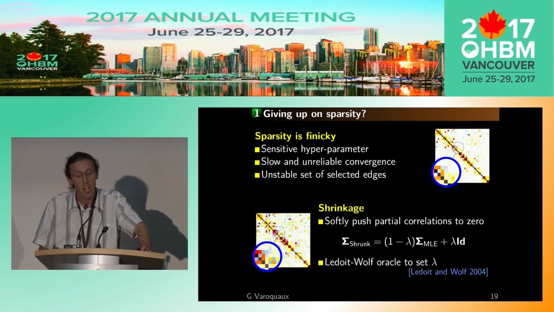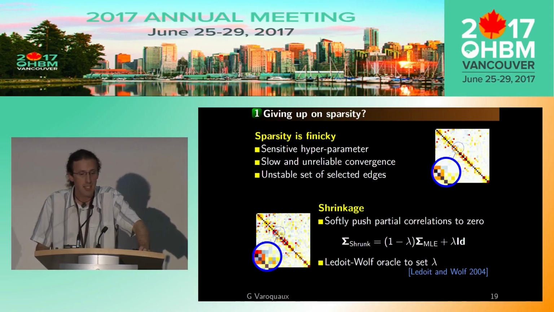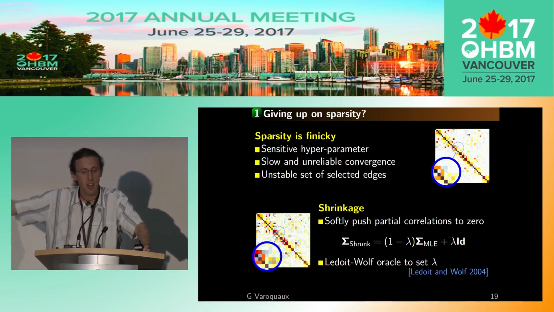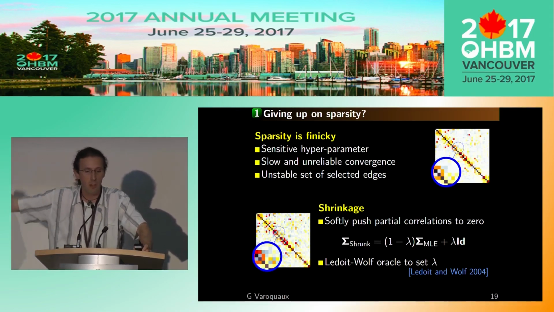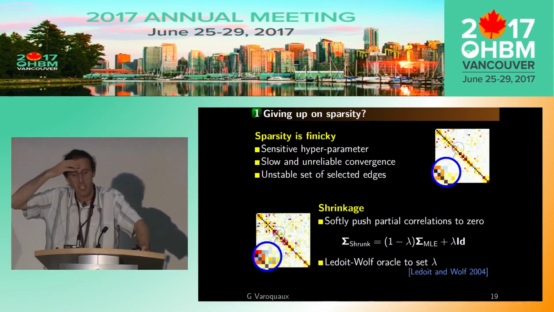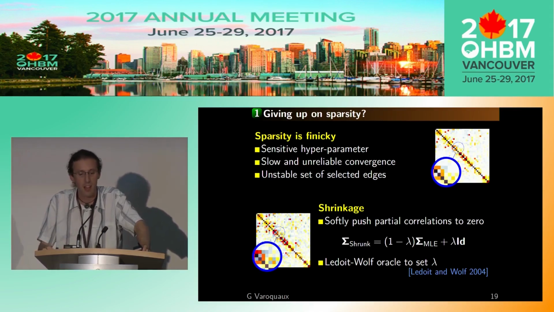So what we've been using these days is basically a soft shrinkage, what's known as an L2 shrinkage. Basically you're doing a combination of your correlation matrix and the identity. And there is a nice oracle, known as the Ledoit-Wolf oracle, that allows you to set the hyperparameter directly.